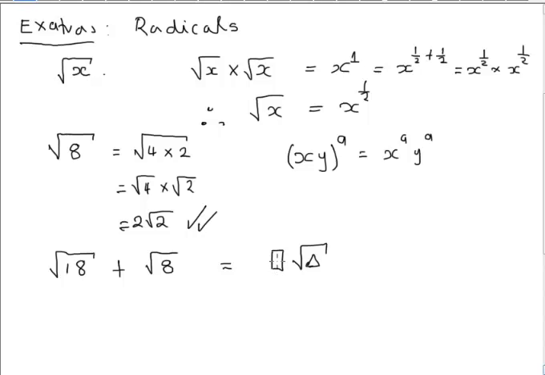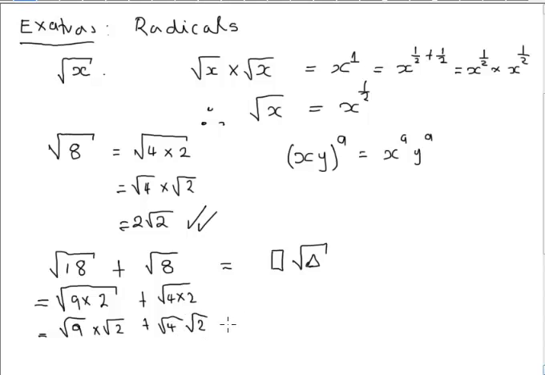Push the pen against the paper. Okay, someone tell me what to write here, the next step here. 2, 9 times 2 plus square root of 4 times 2, then square root of 9, 2 plus 4 times 2.